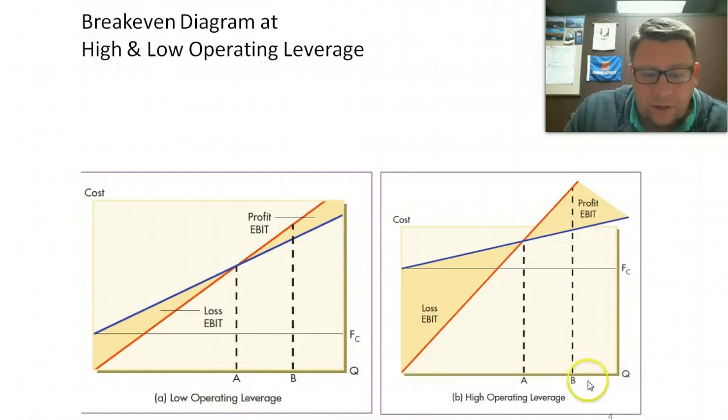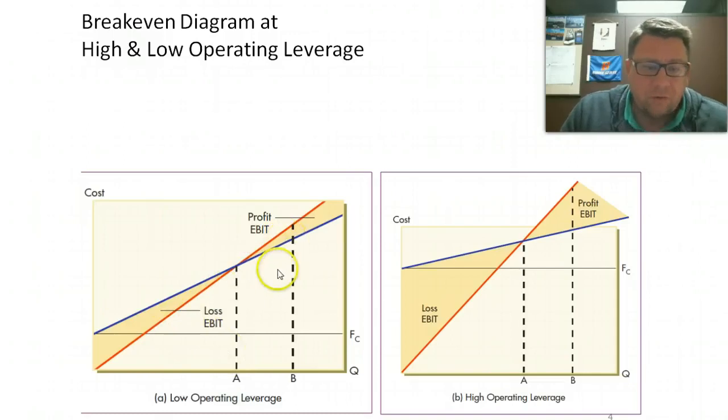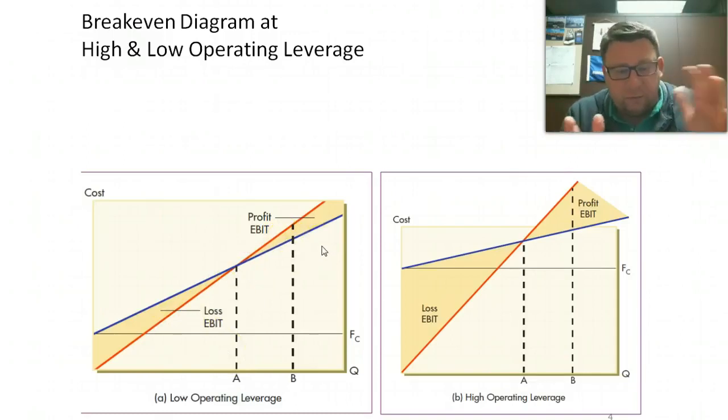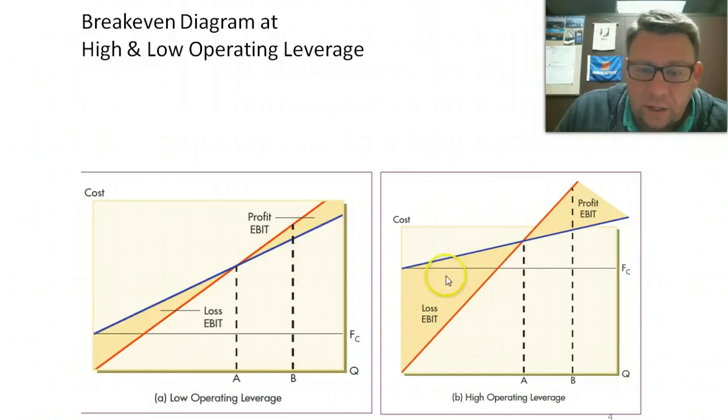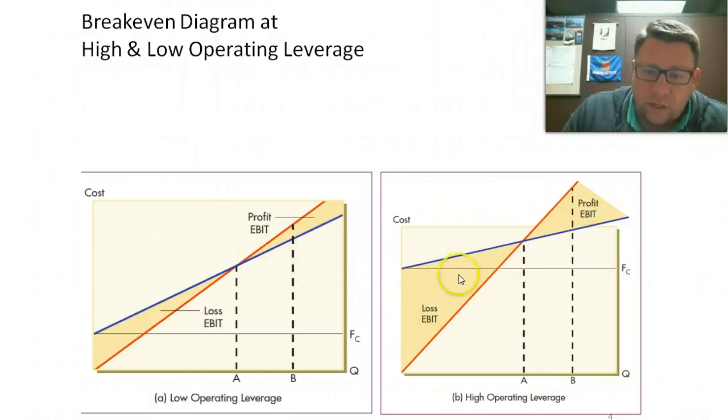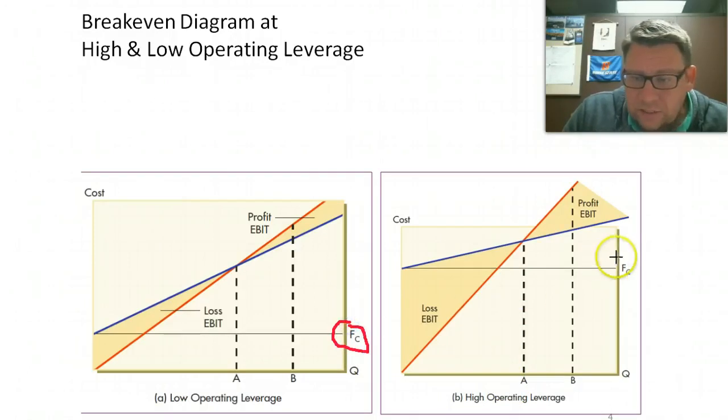So low operating leverage, high operating leverage. Our break even, as we move away, it's not very magnified, or as we get closer, you can see with the high operating leverage. By the way, what makes a firm high or low operating leverage tends to be fixed costs. Notice that the lower operating leverage has much lower fixed costs. The higher operating leverage has much higher fixed costs.